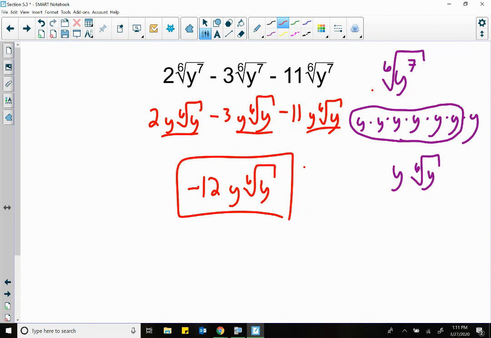And that's how we add and subtract radicals. Simplify first, and then combine like radicals if it's possible.